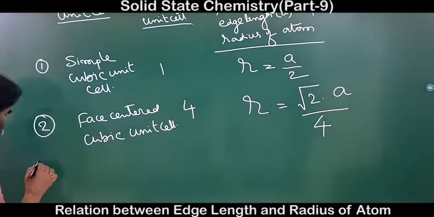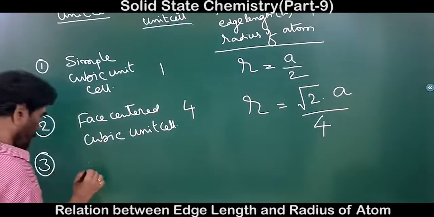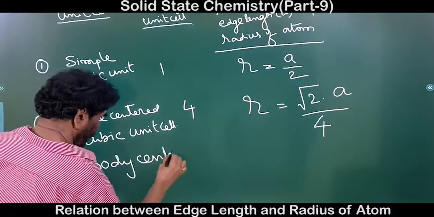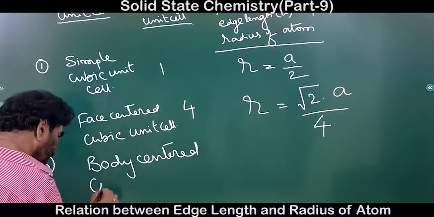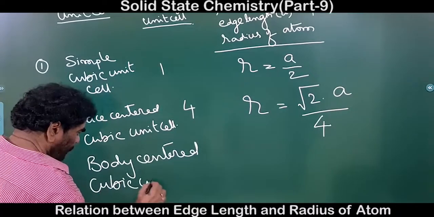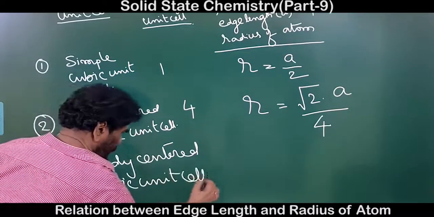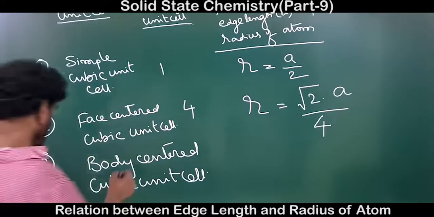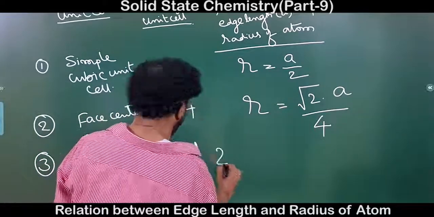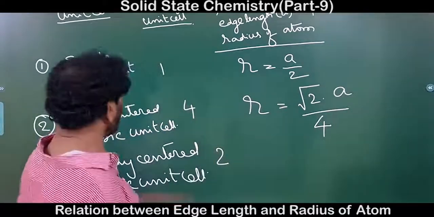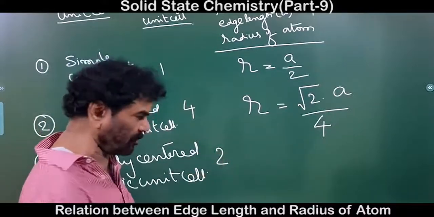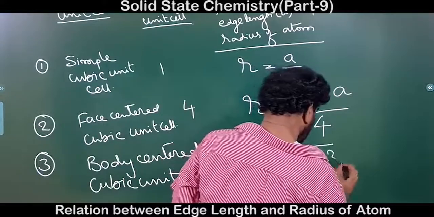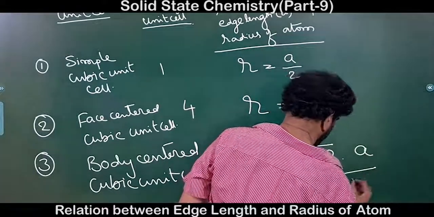Third, the body centered cubic unit cell. Its rank is 2, that is, the average number of atoms involved in the formation of each unit cell is 2. Here r is equal to root 3 into a by 4.